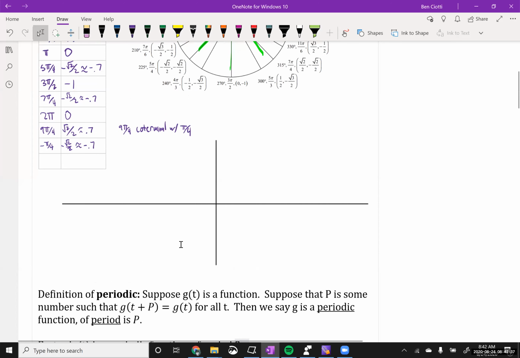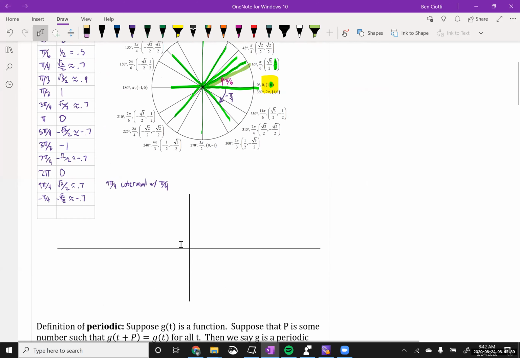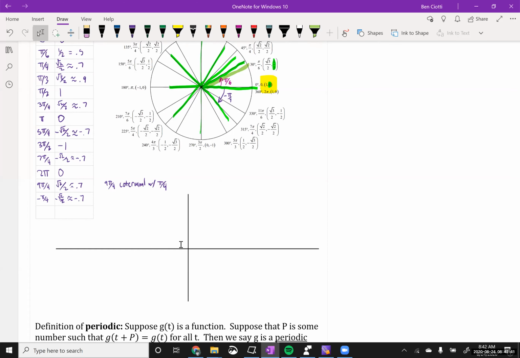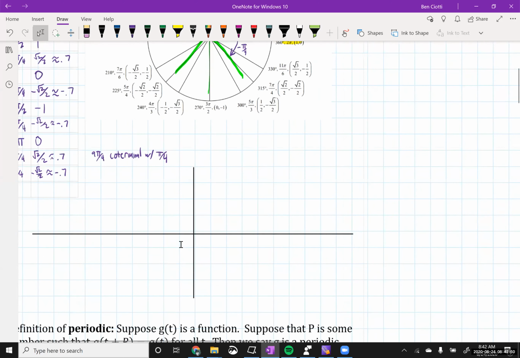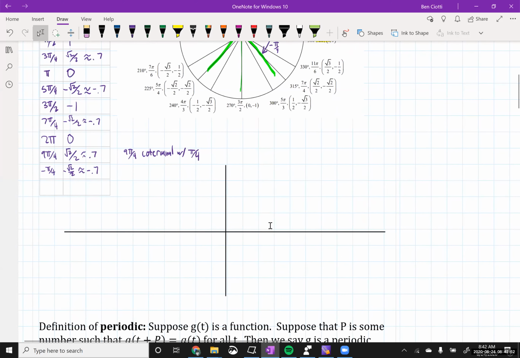Now, let me plug in all those points that I calculated the sine values for. Okay, so let's see, this is where I need some art ability.